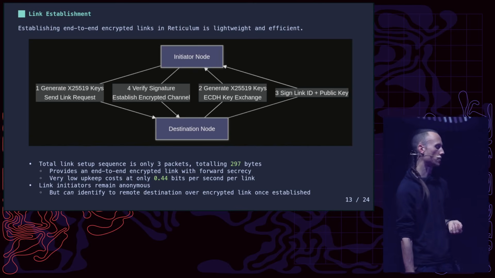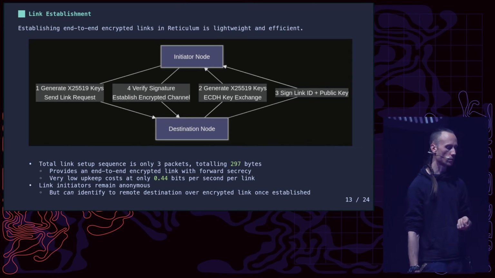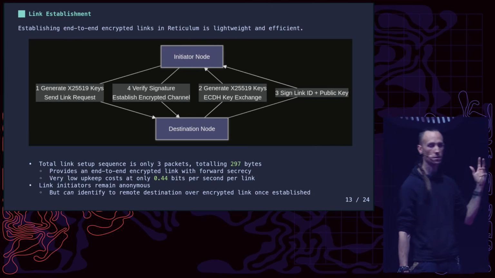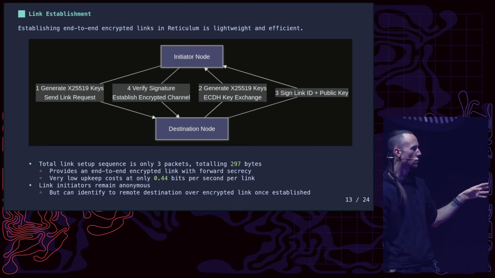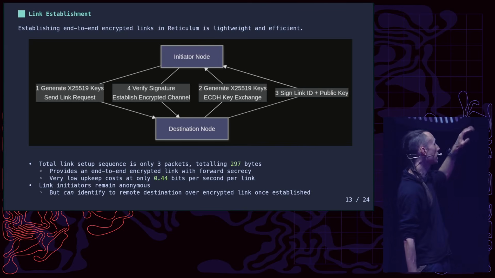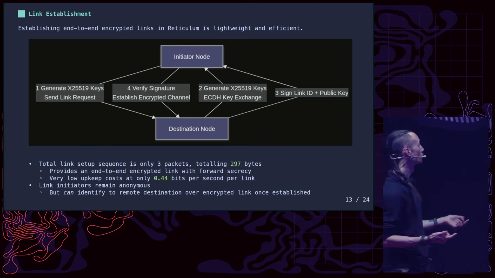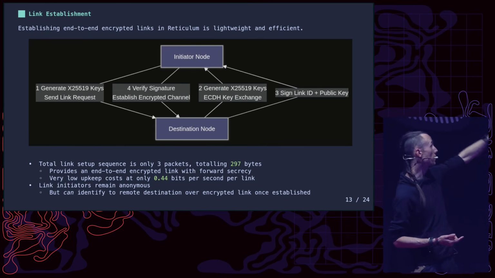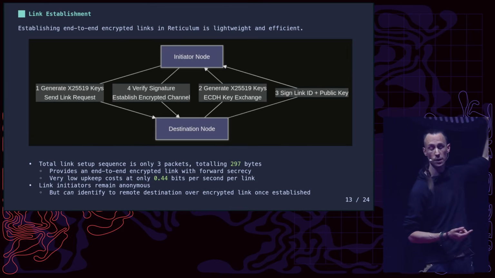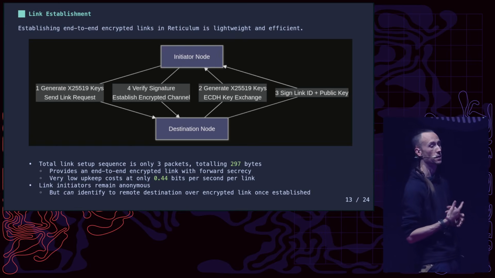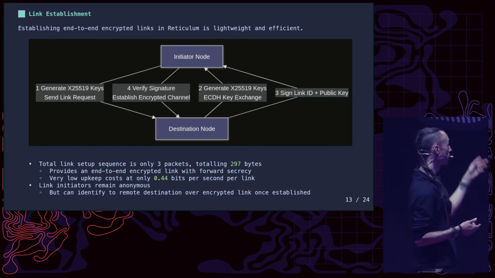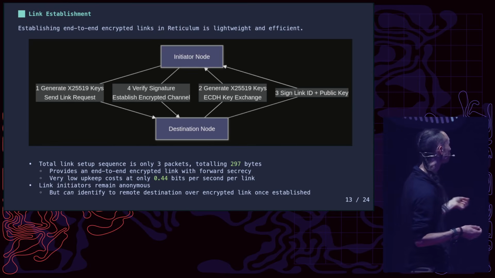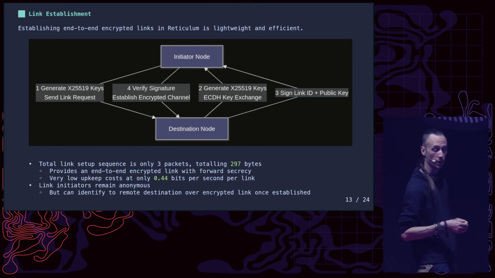Reticulum uses a concept of quite simple link establishment. To get a bidirectional communication link set up with a destination endpoint, an initiator node will first generate a set of ephemeral X25519 keys and send this in a link request to the destination. That destination will then also generate a new set of ephemeral keys. It's going to then sign that information, sign the public key and the derived link identification hash, and send that back to the initiator. The initiator can then verify that the new public key was actually created by the desired destination node and perform an ECDH key exchange to get a new ephemeral key, and then perform the rest of the link setup.